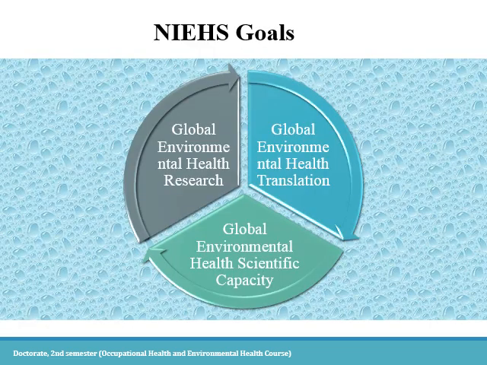National Institute of Environmental Health Science goals. The Global Environmental Health Program assists the National Institute of Environmental Health Science in achieving its goals in 3 areas. Area number 1, global environmental health research. Area number 2, global environmental health translation. Area number 3, global environmental health scientific capacity.